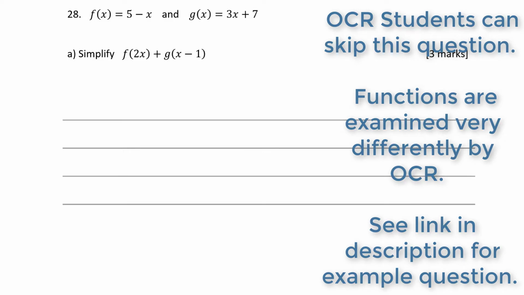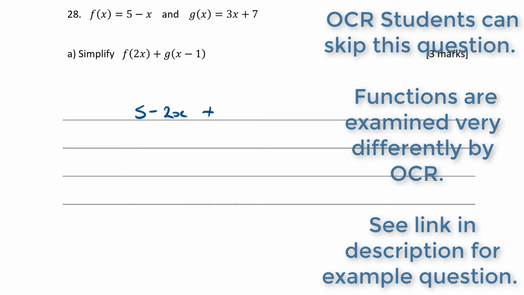So we're asked to simplify f of 2x plus g of x minus 1. Basically, when you've got something inside the bracket, that is the value that you're giving to x. So here, f of 2x is going to be 5 minus, and I'm going to sub in 2x for x. So that first part is going to be 5 minus 2x, and then plus g of x minus 1.